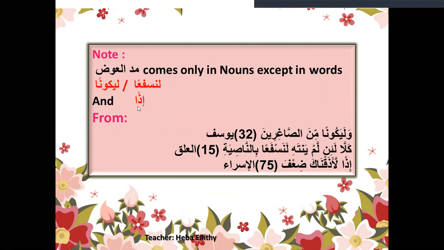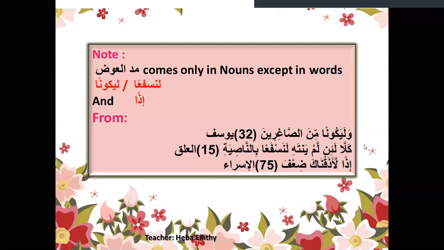And we have a letter in Arabic. In Arabic, we call it a letter. Even when I stop, I will stop with no tanween on it, and I will stop with alif sakina 2 beats. لنسفعا and ليكونا: it comes twice, لنسفعا one time in the Quran and ليكونا one time in the Quran, in Surah Yusuf and in Surah Al-Alaq. The letter إذن comes in several places in the Quran. We have one example for it here.